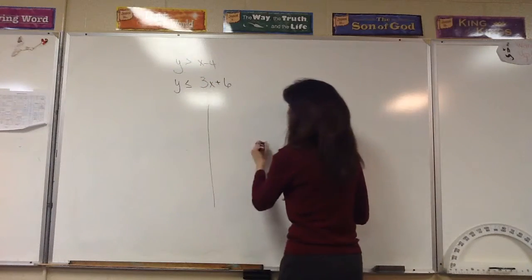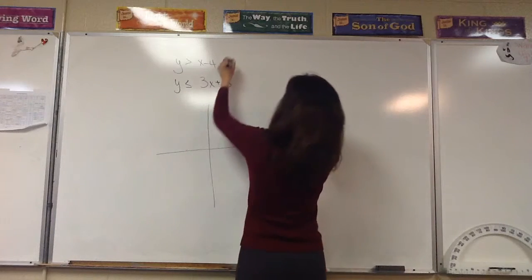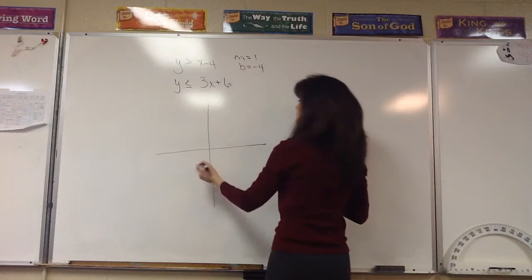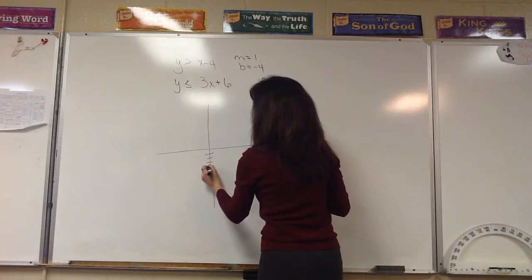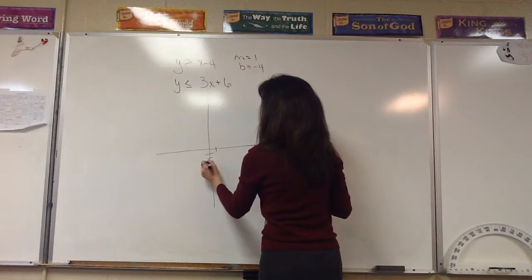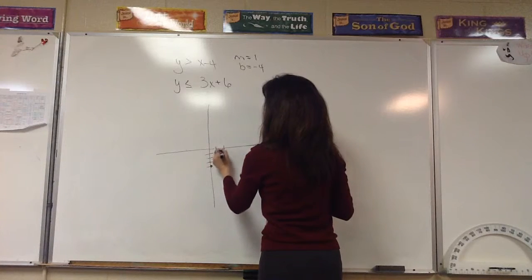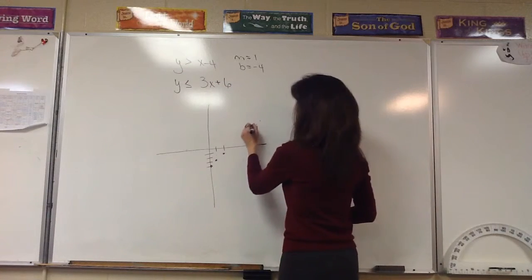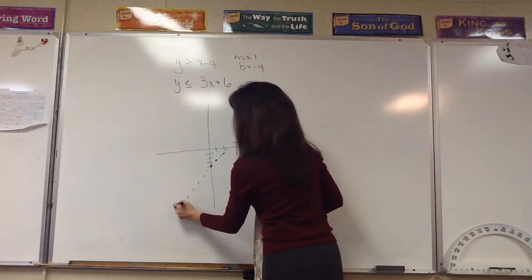Now these are already in slope-intercept form for us, so I'm just going to go in and graph them in a plane. We're going to take our first equation here. We see that our slope is equal to 1 and our y-intercept is at -4. So we're going to go up 1 and over 1. Now, because it's just y is greater than, I'm going to put a dotted line.